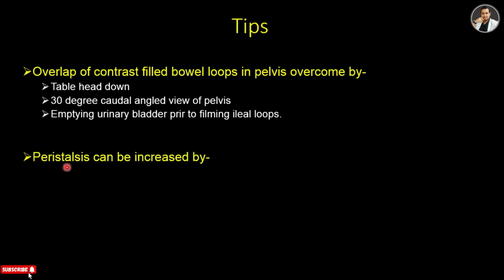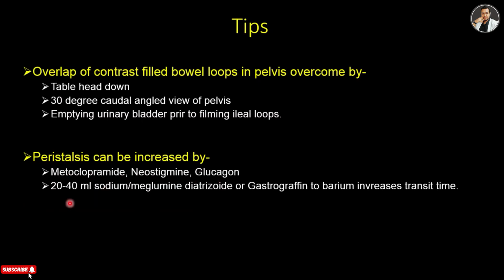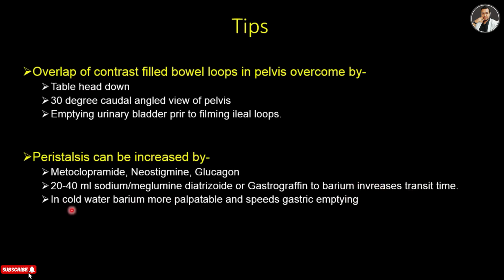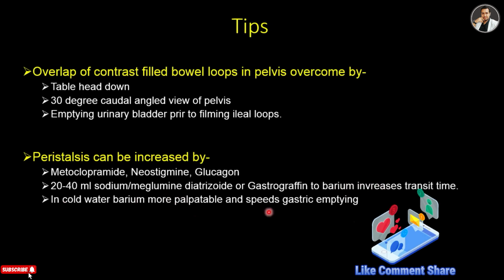And then you can also use some techniques to increase the peristalsis movement. There are some medicines like metoclopramide, neostigmine, and glucagon. And you can also add 20 to 40 ml of sodium or meglumine diatrizoate or gastrografin into the barium, and it increases the barium transit time into the small intestine. And you can also use cold water, and it makes the barium more palatable and speeds gastric emptying.